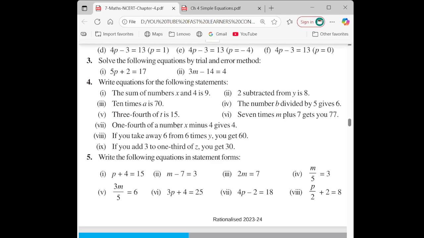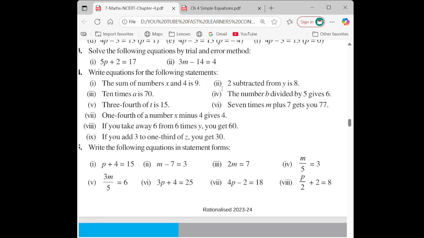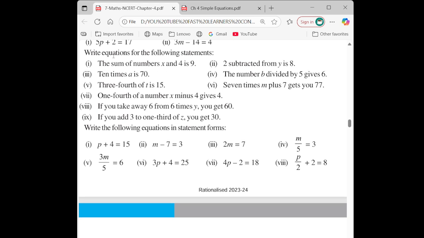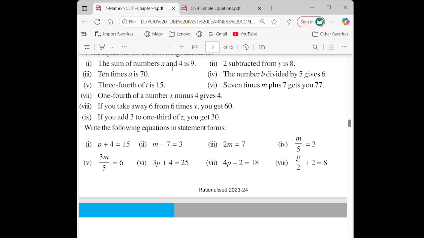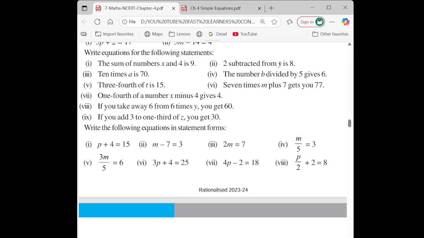Now let us see the next sum. Write equations for the following statements. Here the statements have been given to you and you have to write the equations. So for example, sum of x and 4 is 9. So x plus 4 is equal to 9. 2 subtracted from y, so it is y minus 2 is equal to 8. 10 times a is 70.